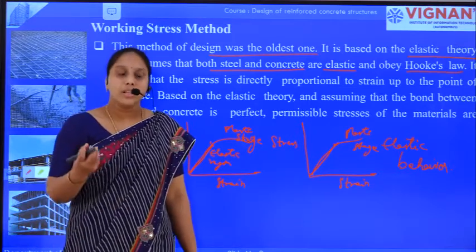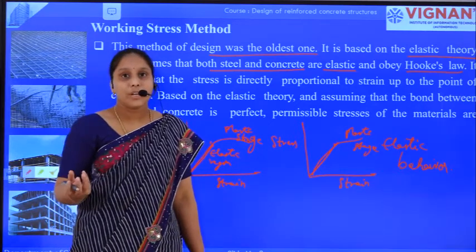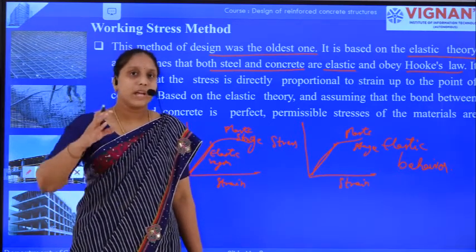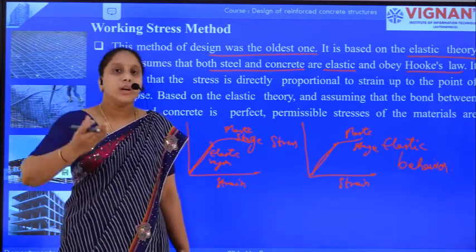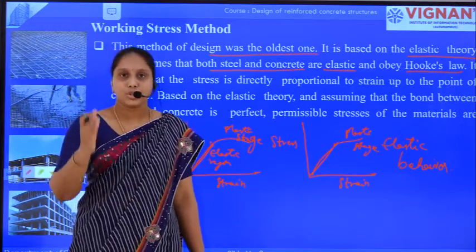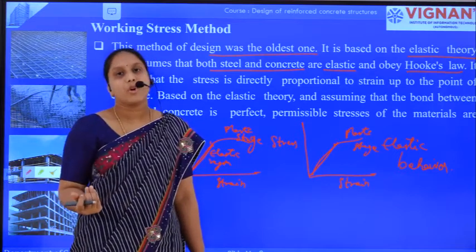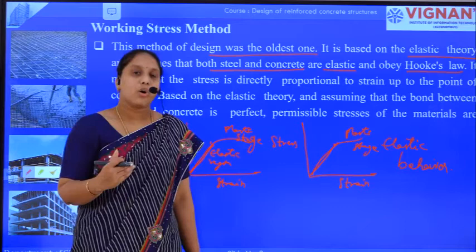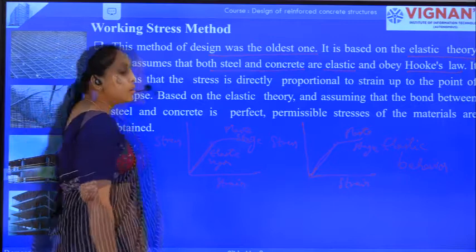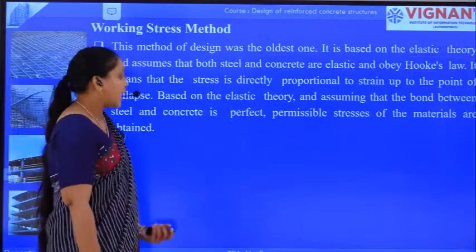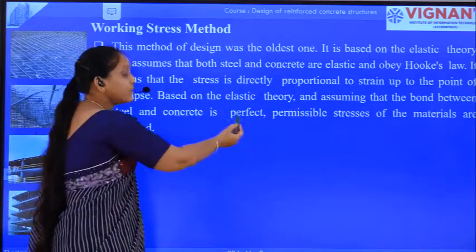So what does that mean? We cannot see any deformation in the materials, because in the elastic range, after the removal of the load, the members will go back to their original position. So up to that stage only, the stress strain behavior of the materials, that is the concrete as well as steel, is considered in the working stress method. And what else have they assumed? They have assumed that the bond between the steel and the concrete is perfect.